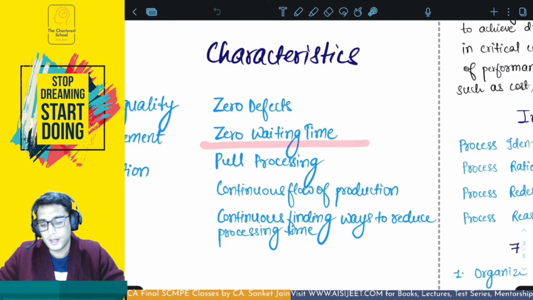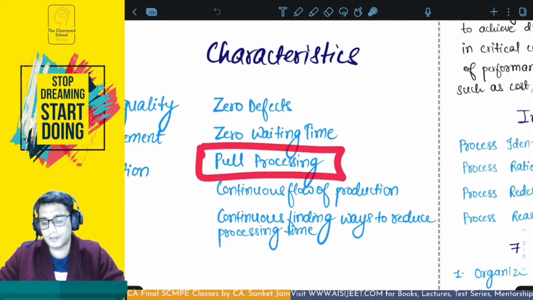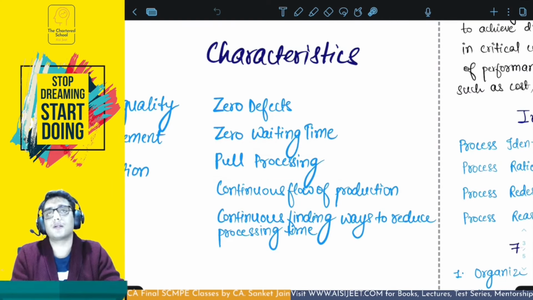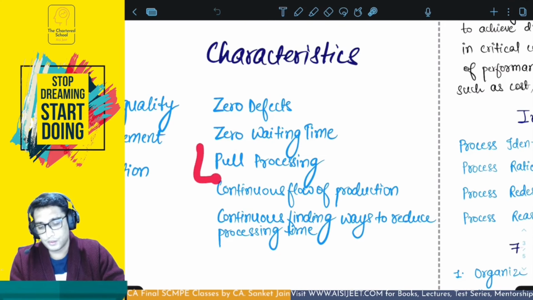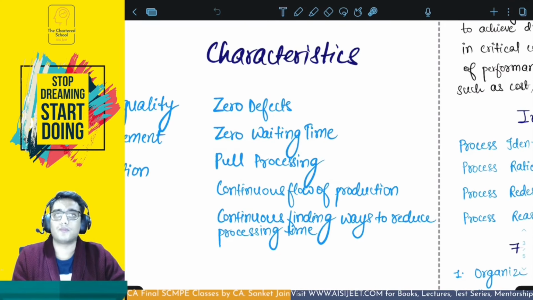Then certain characteristics of lean system are that it will focus on zero defects, it will focus on zero waiting time, it works on a pull processing system. We've covered that in chapter number 2 under supply chain management, so I'm sure that you must have covered it with me in that video. If you haven't, then I'll leave the link of the video in the description box below.